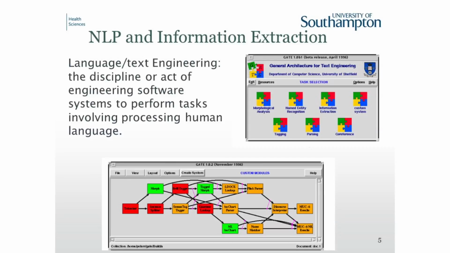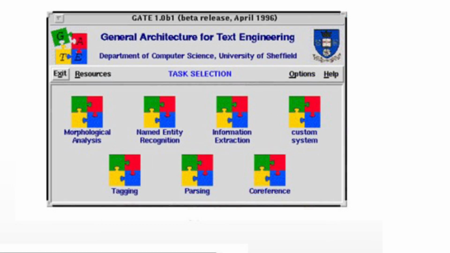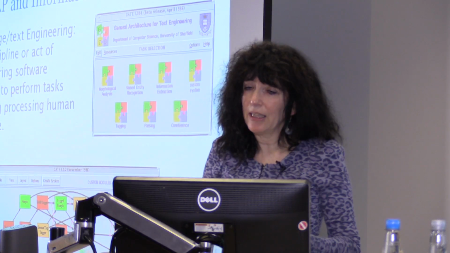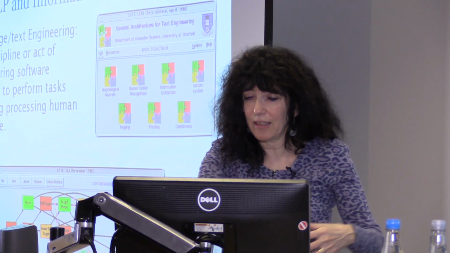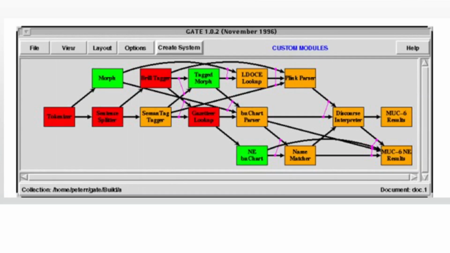I probably haven't explained that well enough, so I'm going to explain that a little bit better in a minute. But you can see at the top of the screen there are different tasks that you can click on, and they're related to natural language processing tasks. So you can select particular tasks if you want, or you can have the system at the bottom running underneath, doing an analysis.